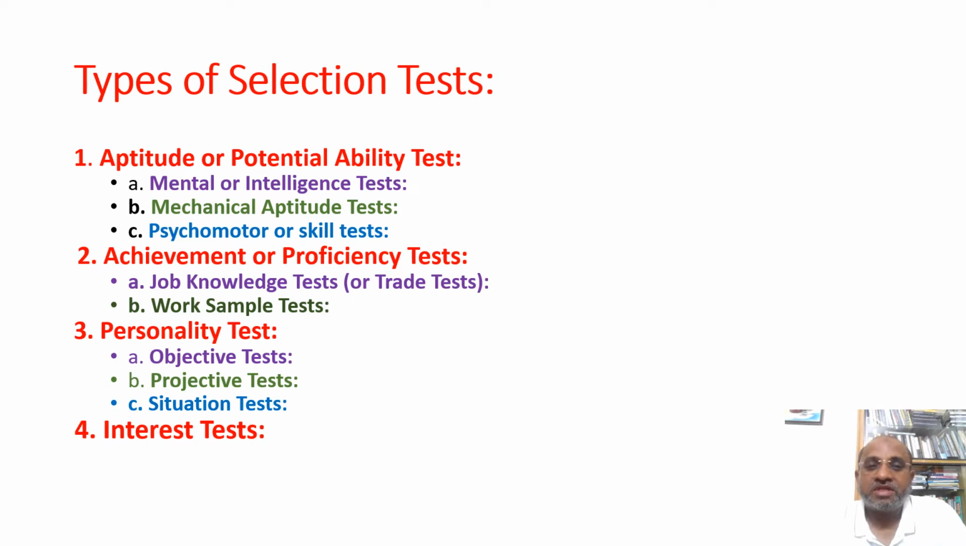Second is about the achievement or proficiency test. Again, two types here. One is job knowledge test or trade test, and the other one is work sample test. And the third one is about the personality test. Again, it is of three categories: objective test, projective test, and situation test. And the last one is about the interest test. Now let us discuss in detail about these types of tests.